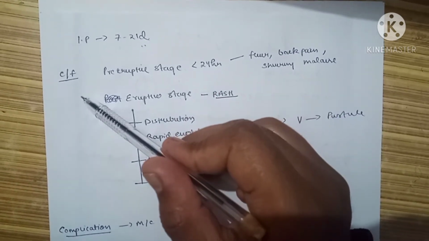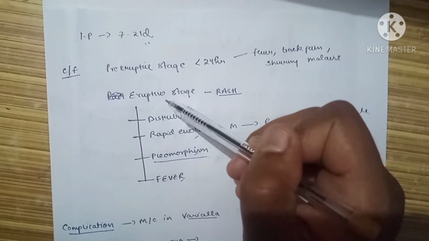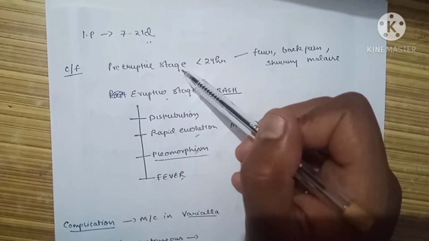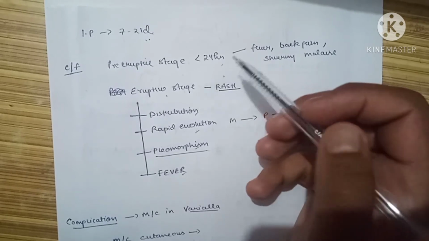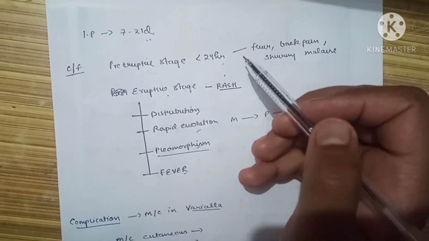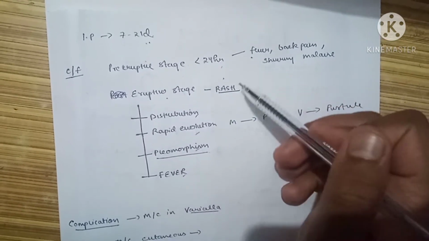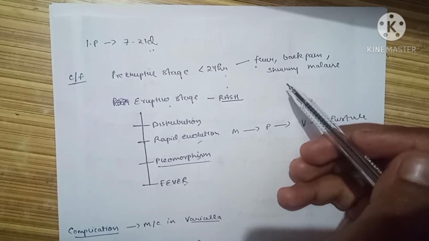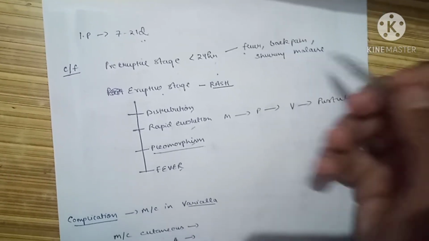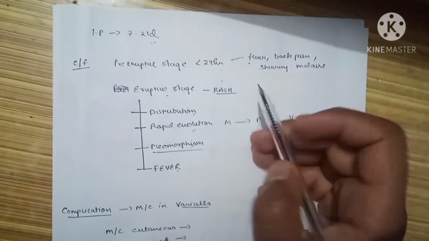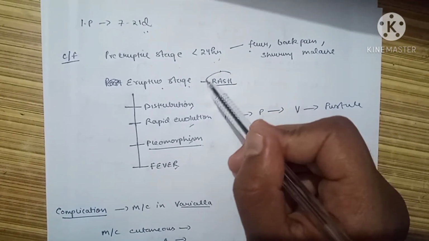Going on with clinical features of chickenpox, there is a pre-eruptive stage and an eruptive stage. So this pre-eruptive stage lasts for less than 24 hours. The exception is in adults where it may remain for 2 to 3 days. Now in this pre-eruptive stage, the patient presents with fever, back pain, shivering, and malaise. He may also have vomiting. So this is what happens in the pre-eruptive stage, and this stage is followed by the eruptive stage, which is characterized by rash.